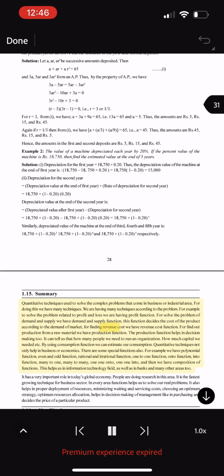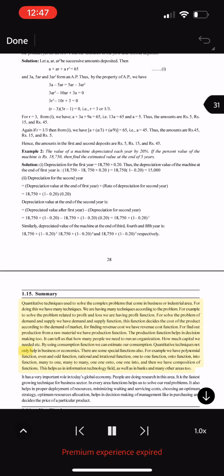For finding revenue cost we have the revenue cost function. To find out production from a raw material we have the production function. The production function helps in decision making too. It can tell us how many people we need to run an organization, how much capital we need, etc. By using the consumption function we can estimate our consumption.